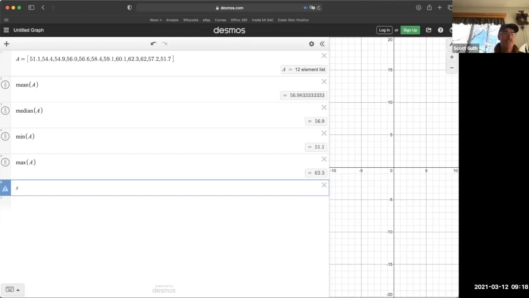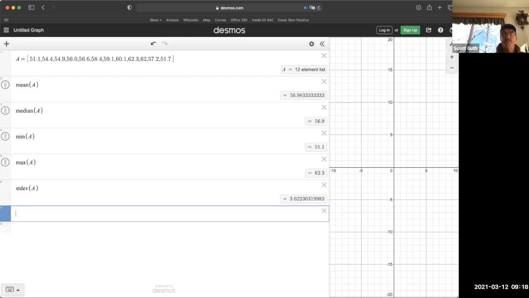And of course, we want the standard deviation, STDEV of A, like that. So it's 3.62. I'm going to square this. Let's go ahead and do variances as well. So if I type STDEV parenthesis A, close parentheses.